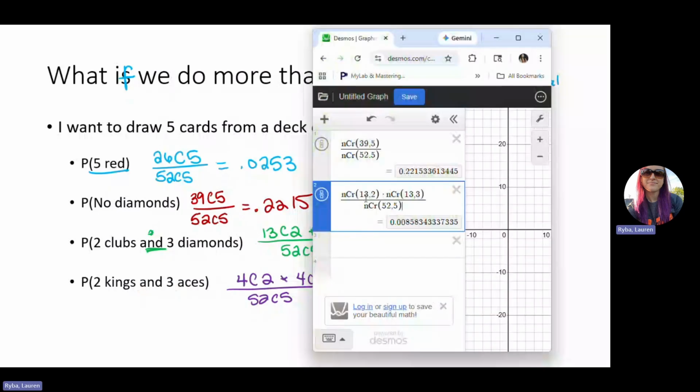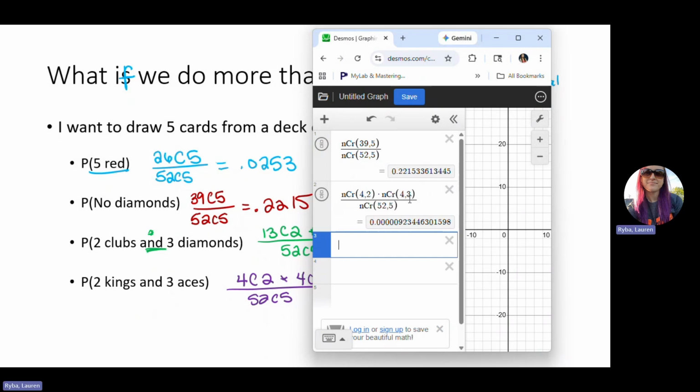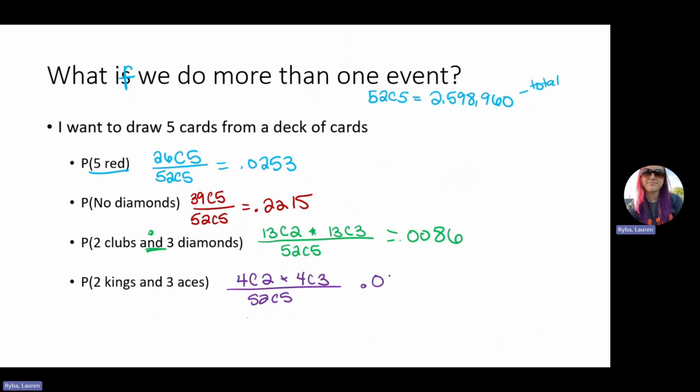So we go here. I'm going to change this one to 4 and 4. And yeah, 1, 2, 3, 4, 5. I'm going to have to go to more decimal places to be able to write this. 5 zeros and a 9. 1, 2, 3, 4, 5, and a 9. Very, very, very unusual to get a full house of kings and aces.